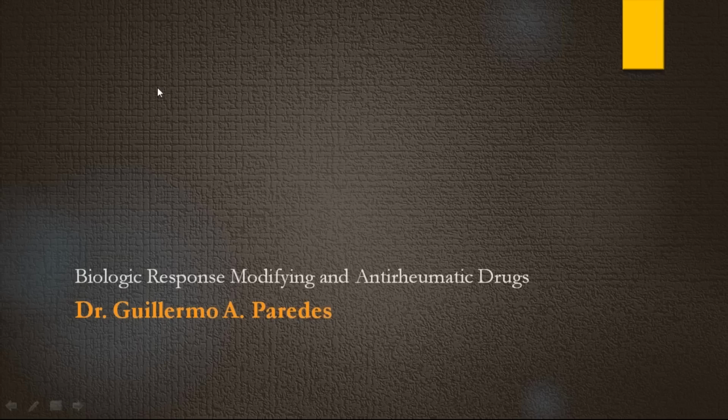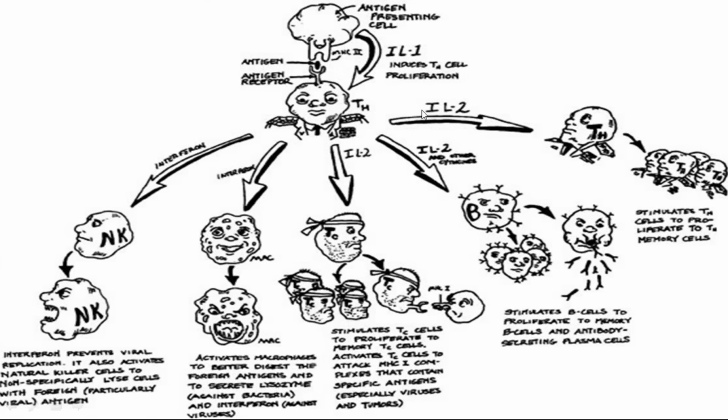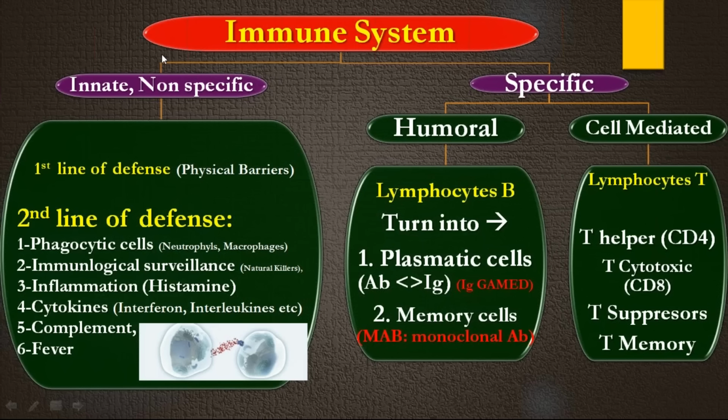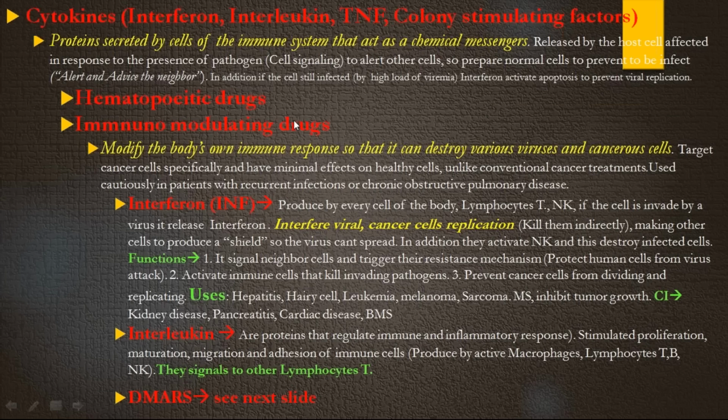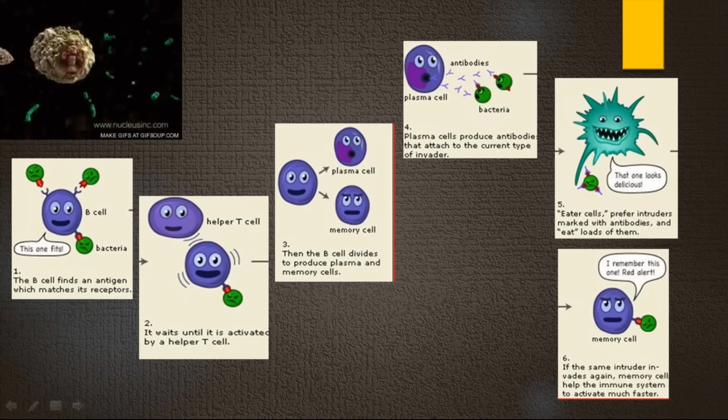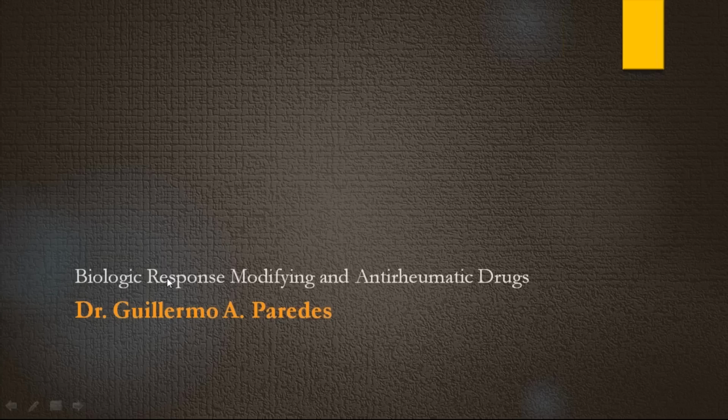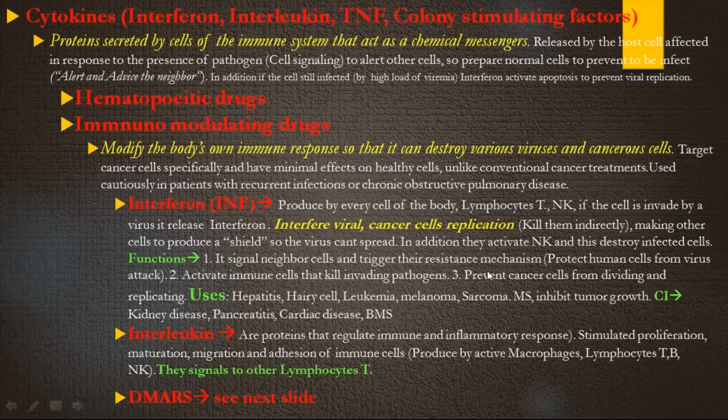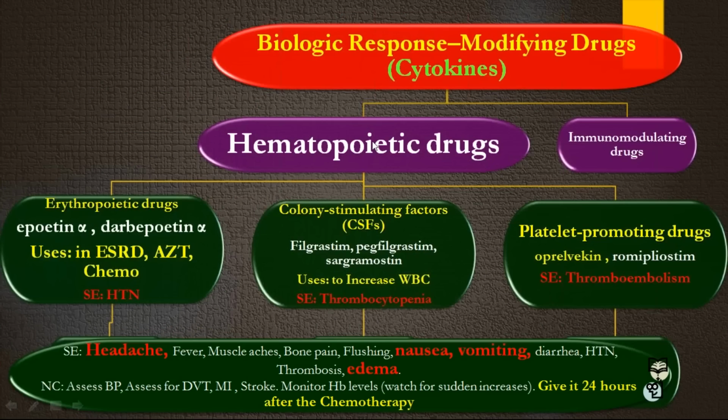Okay, so now we will talk about the biological response modifying and anti-rheumatic drugs, and for that we are going to go straight to what is really relevant and important in this review. In general, we call these drugs biologic response modifying and anti-rheumatic drugs. For this, we are going to see this chart. We have two main groups: the hematopoietic drugs and the immunomodulating drugs. Okay, so let's simplify this.